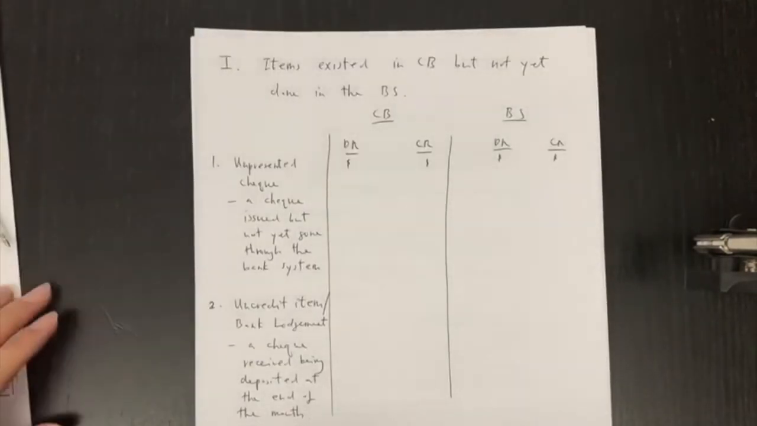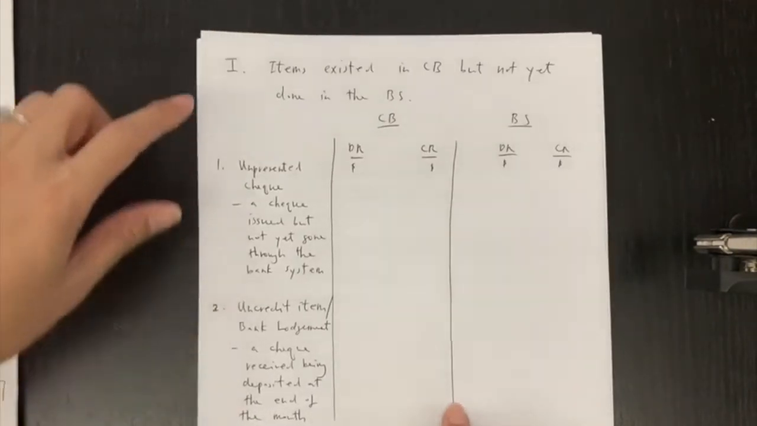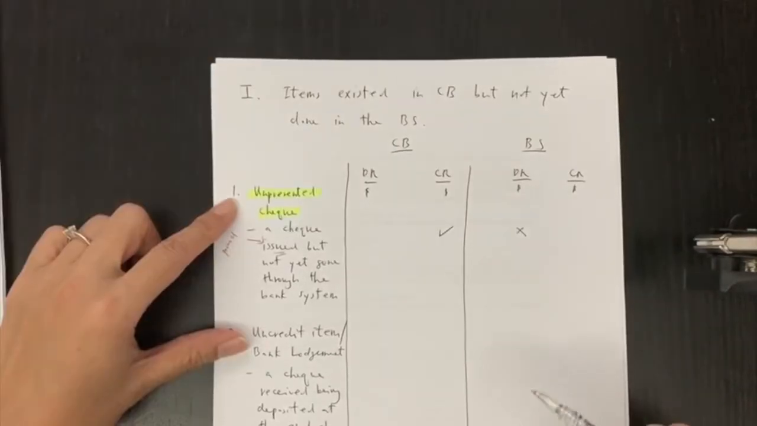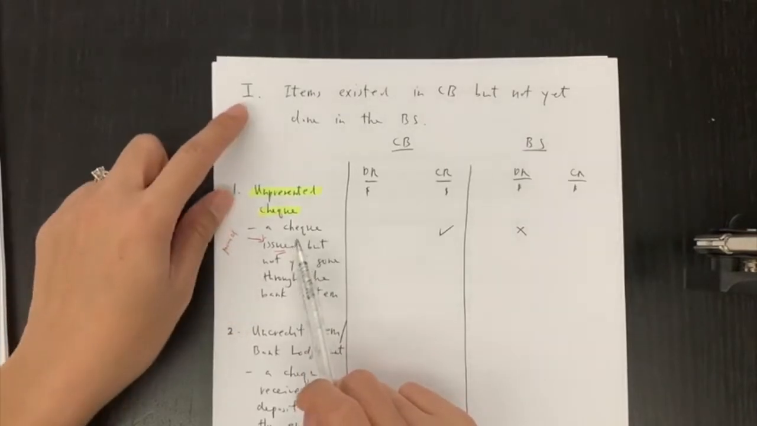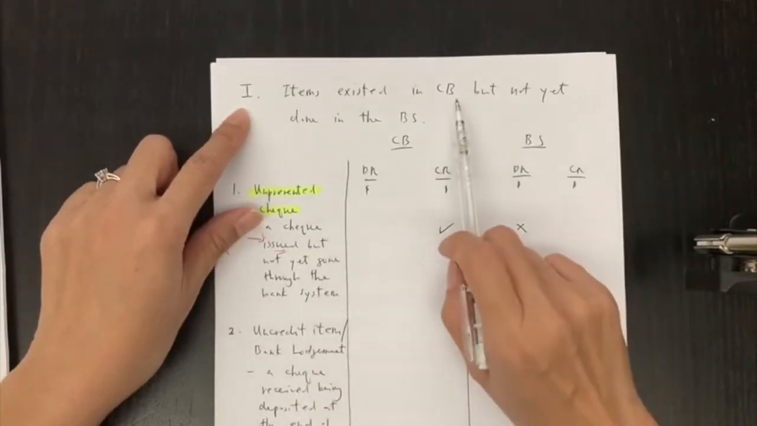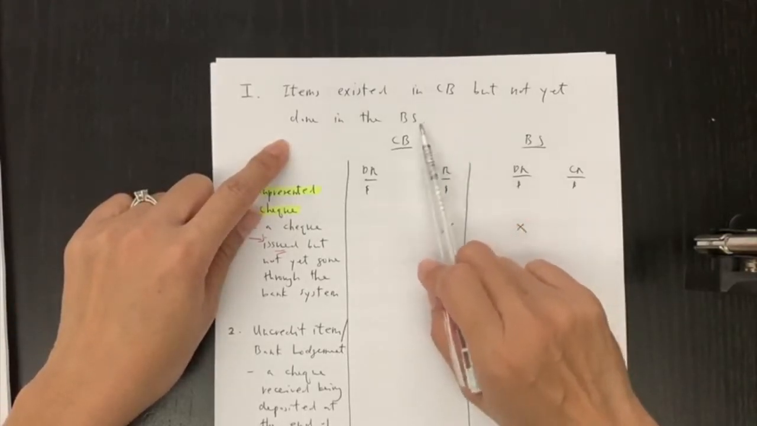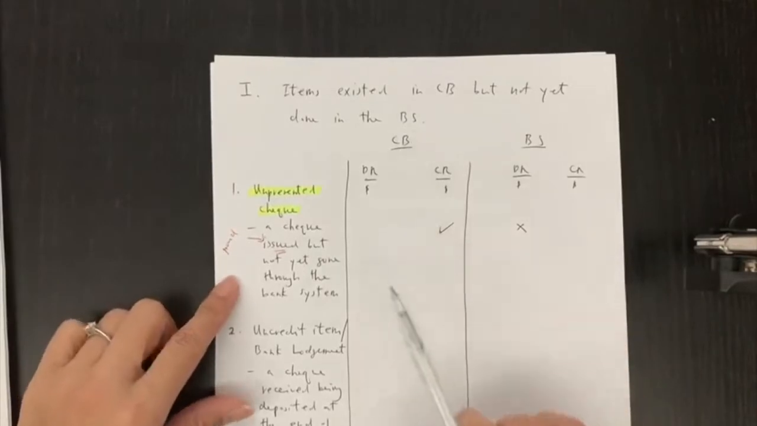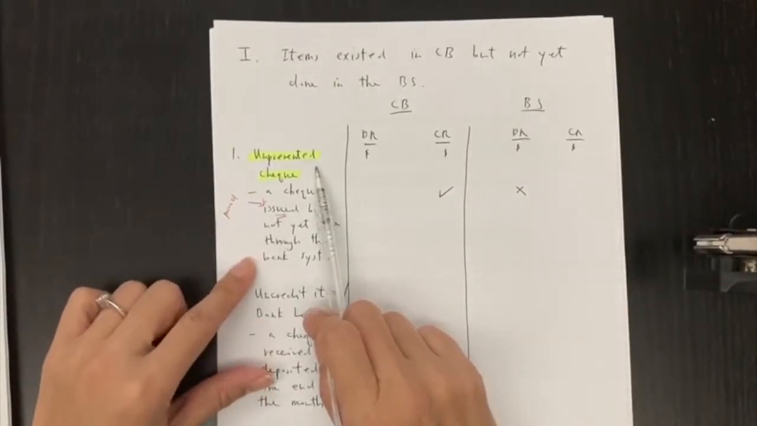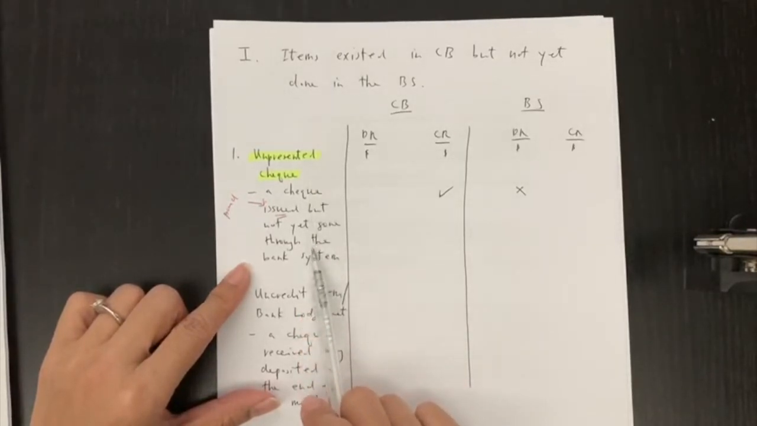All right, the next thing I'm going to go through each reason step by step with you. Now this is step number 1. Here, category 1, it is done in the cash book, but not yet done in the bank statement. Therefore, the closing balances must not be the same, so we have to find out the reason. The first reason is unpresented check. This is important, so you can highlight this unpresented check and learn the meaning here.